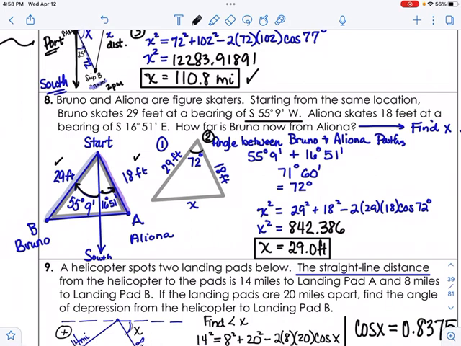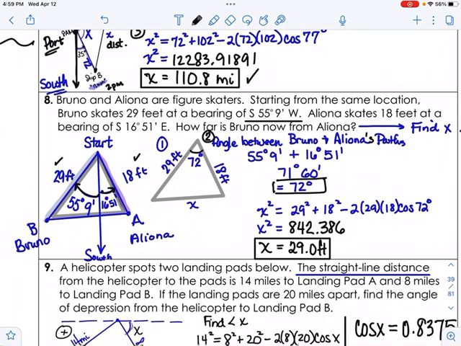So in step 2, I said the angle between Bruno and Aliona's paths was the sum of 55 degrees, 9 minutes, and 16 degrees, 51 minutes. So I added them together, and I got this, which is 72 degrees. So I marked that then, 72 degrees.